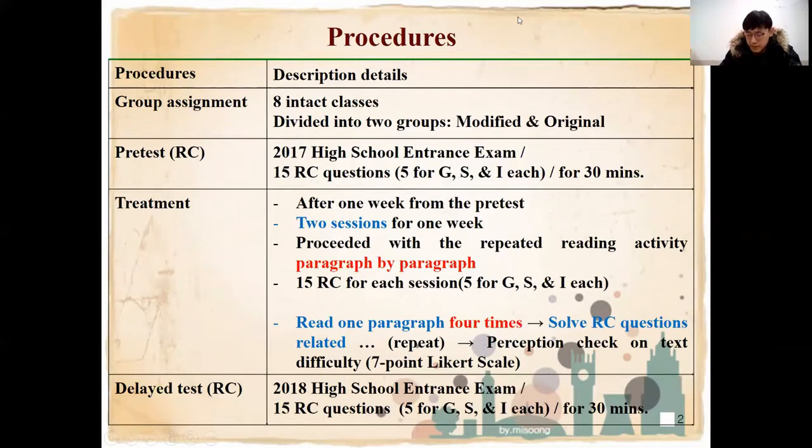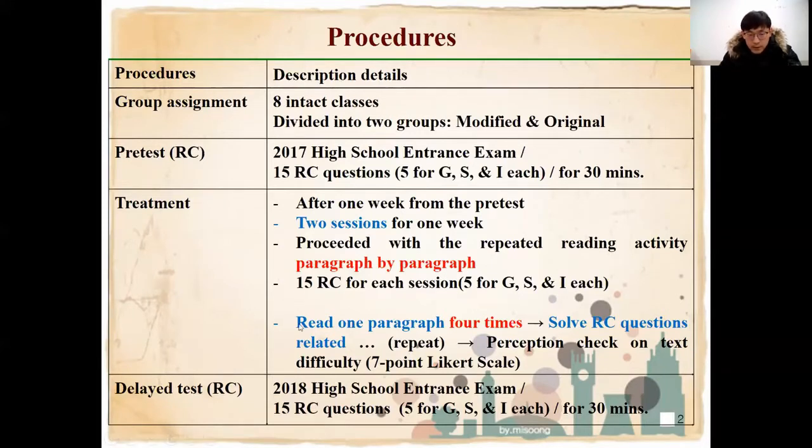Now more details about procedures. So all the students in 8 intake classes were assigned and divided into 2 groups, modified group and original group. As I said before, the 2017 high school entrance exam was used for the pre-test, and it contained 15 reading comprehension questions, 5 for general, specific, and inferential each, and it was administered for 30 minutes. After 1 week from the pre-test, the treatment was given. So 2 sessions for 1 week. And the session was preceded with a repeated reading activity, paragraph by paragraph, not covering the whole reading text at a time.